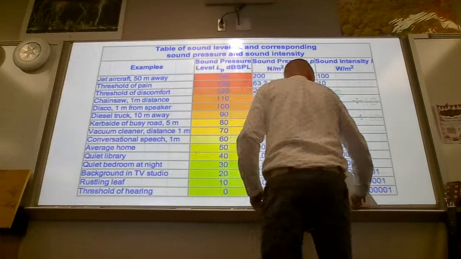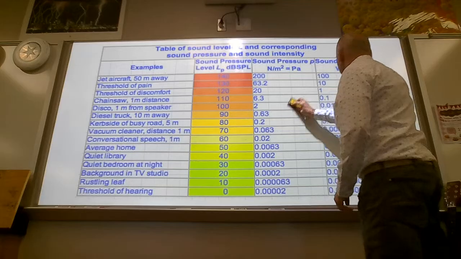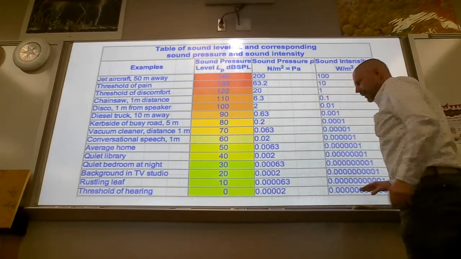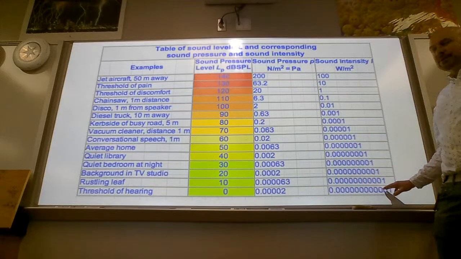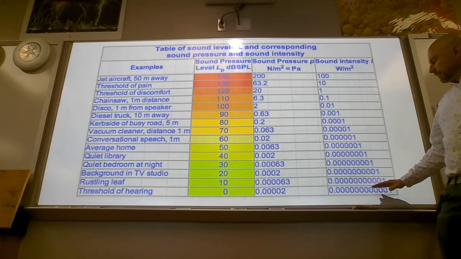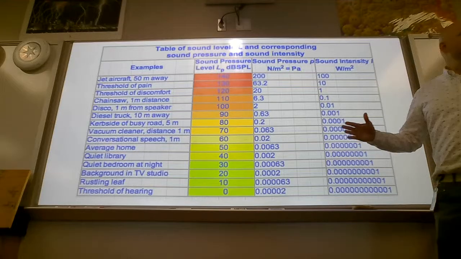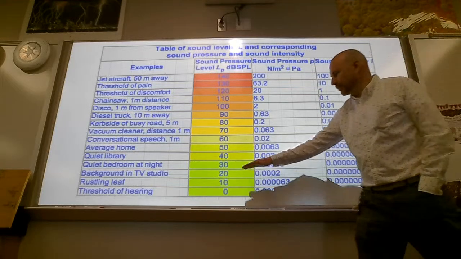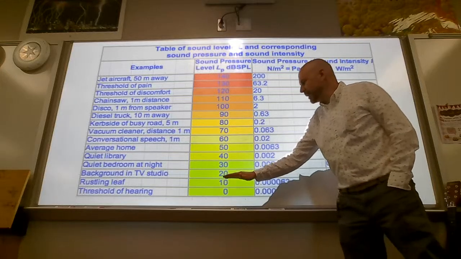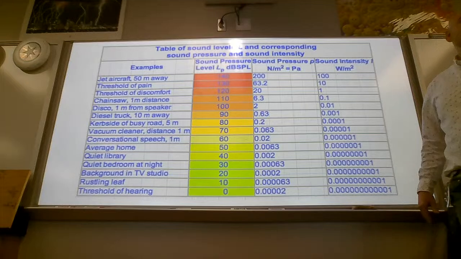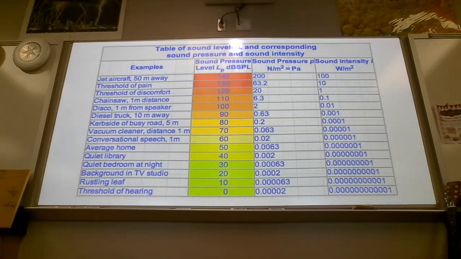All right. What this chart is showing. Here's our threshold of hearing: 0 decibels, 10 to the negative 12 intensity. Every time we go up a row, we are doubling the perceived volume. It's twice as loud as the row below that. We add 10 to our decibels. We multiply the intensity by 10.